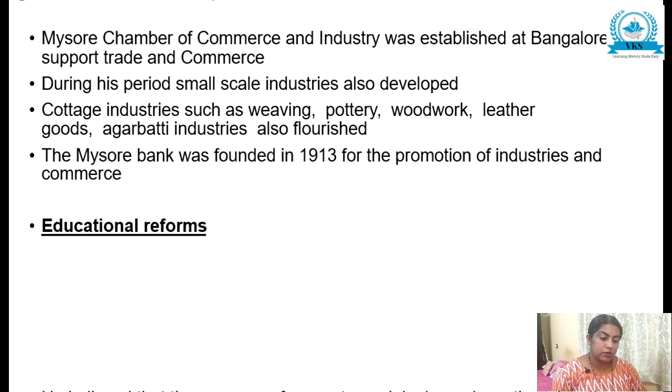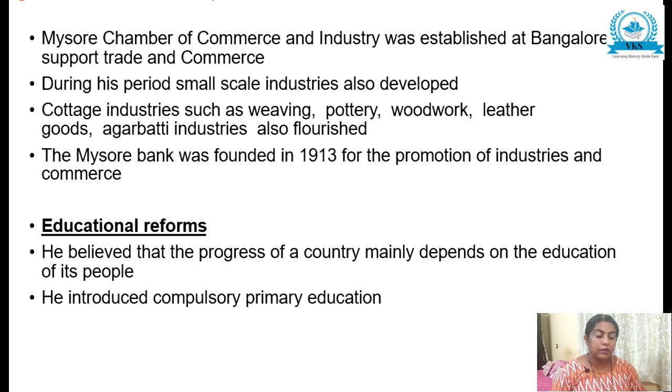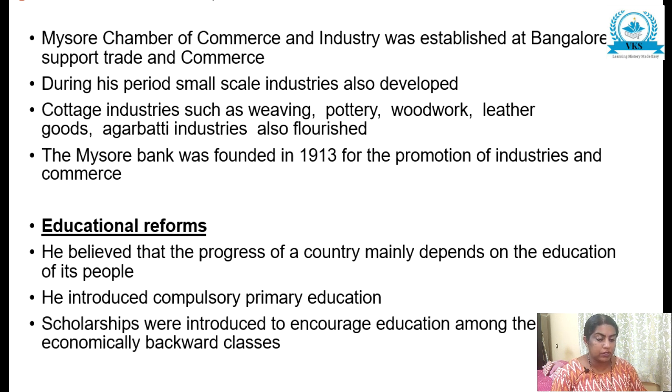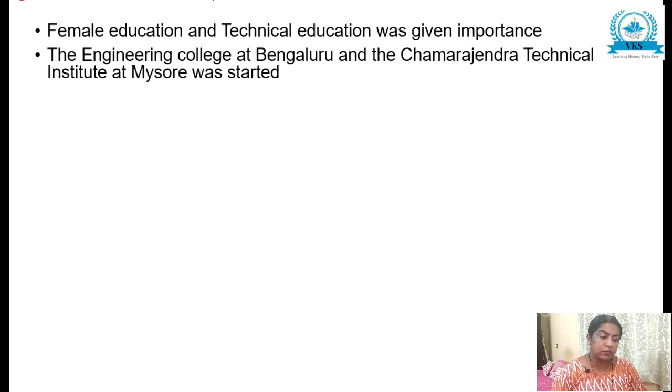Regarding his educational reforms, he believed that the progress of a country mainly depends on the education of its people. He introduced compulsory primary education and scholarships were introduced to encourage education among the socially and economically backward classes. Female education and technical education was given importance. The Engineering College at Bengaluru and Chamarajendra Technical Institute at Mysore was started.